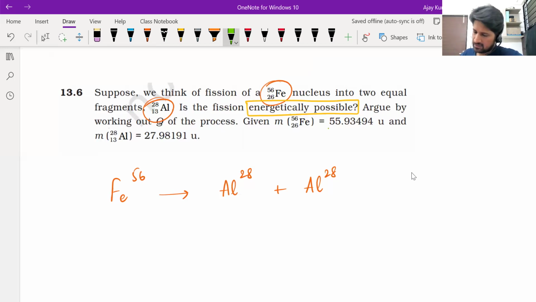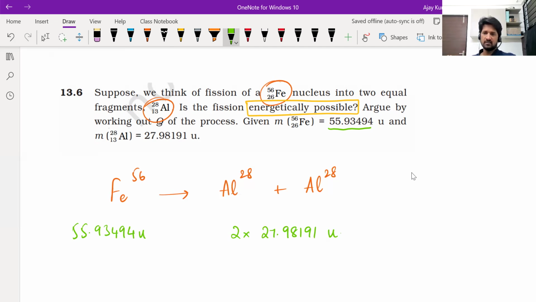They have even given the masses of the nuclei. On the left hand side, the mass is 55.93494 atomic mass units. Right hand side, it is 2 times 27.98191 atomic mass units. Why have they given you mass? Because mass is also another form of energy. So indirectly, they have given you energies. And you just see where the energy is more.